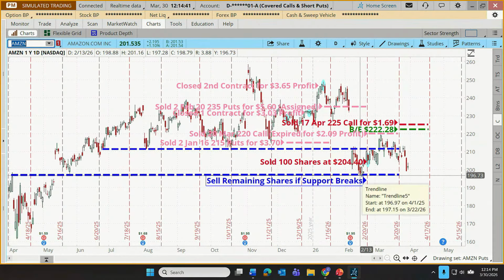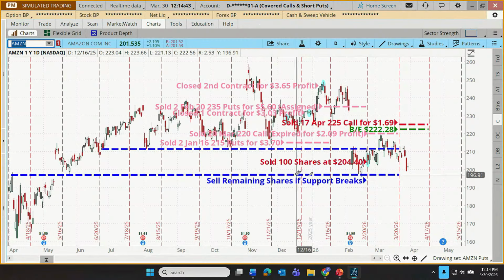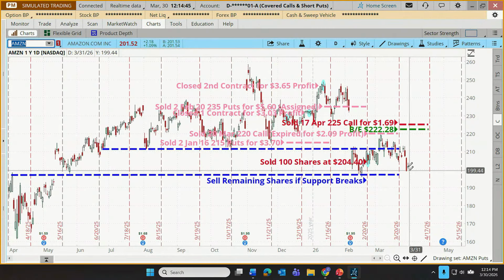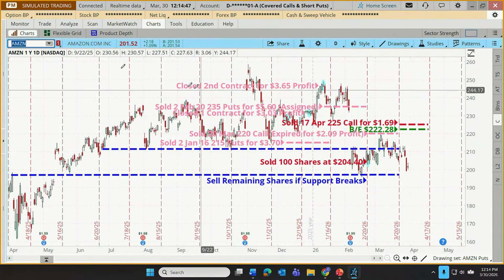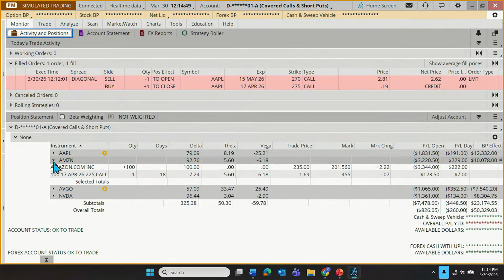We've closed out 100 of those shares. We had a plan to close out the remaining shares if we break this support level down here. We're getting close, but not there yet. So I'm going to let that one sit.